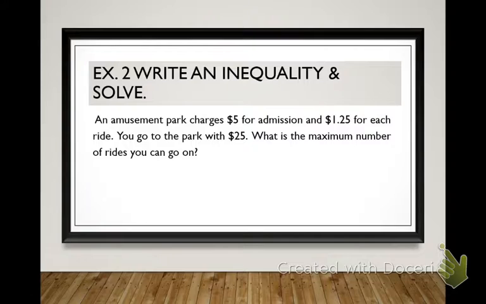An amusement park charges $5 for admission and $1.25 for each ride. You go to the park with $25. What is the maximum number of rides you can go on? All right, so when you read this, do you see some kind of a total amount? $25. So that's going to go on one side of the inequality by itself.